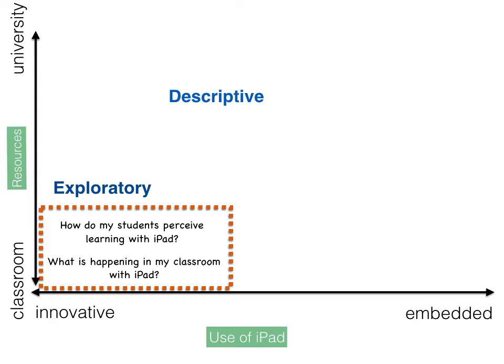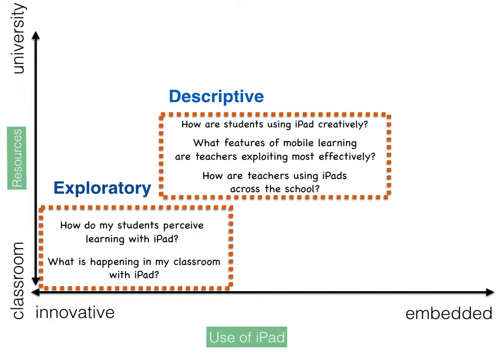The next category, which is a step further, is descriptive. These questions are typically used when the use of a technology like iPad has been more embedded but is not yet considered to be entirely embedded. So here you're beginning to move away from simply looking at the how questions, and you're beginning to ask more complex questions. What features, for example, of mobile learning are teachers exploiting most effectively? That's a different question to the early questions such as what is happening in my classroom. The first question was trying to describe, the original question was trying to simply explore.